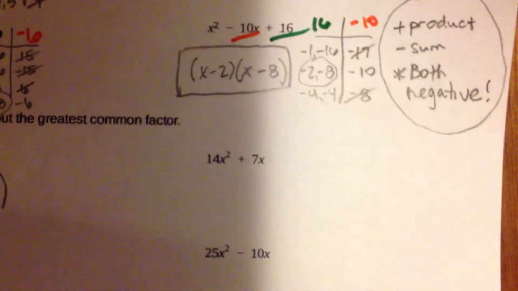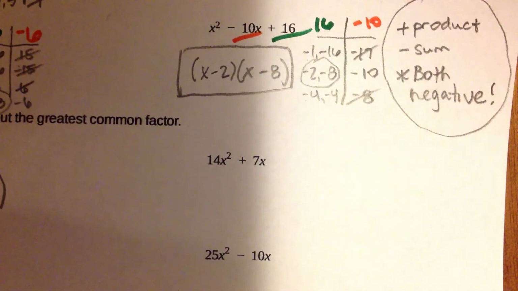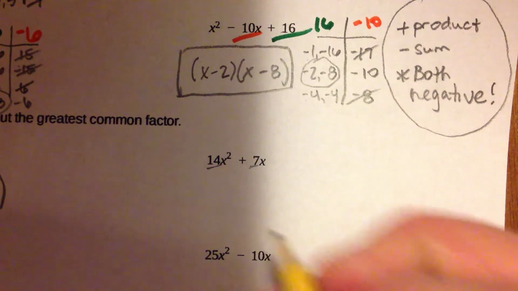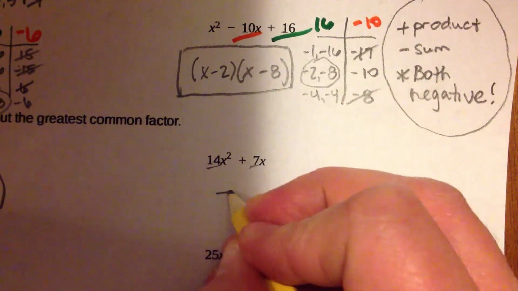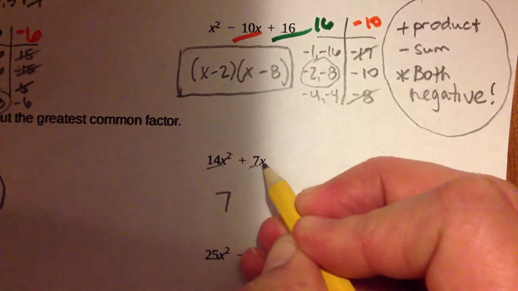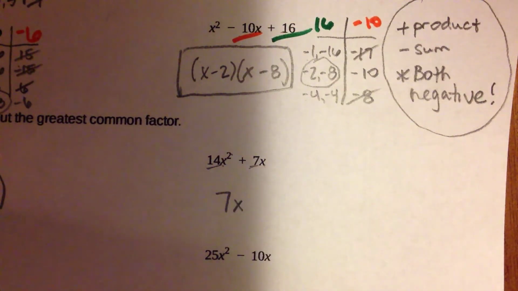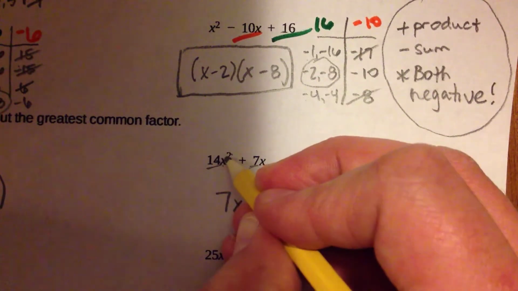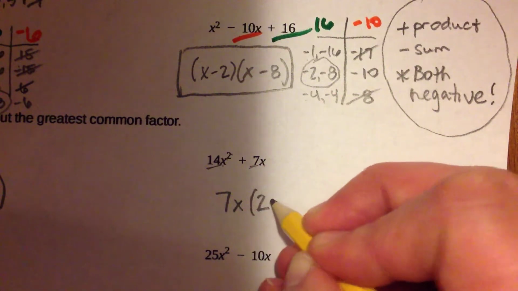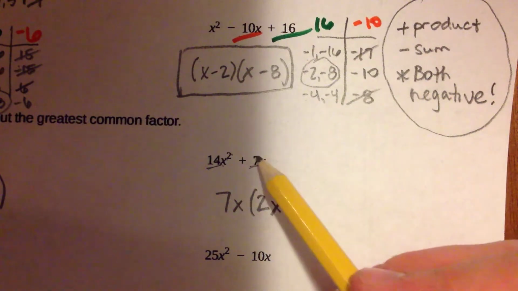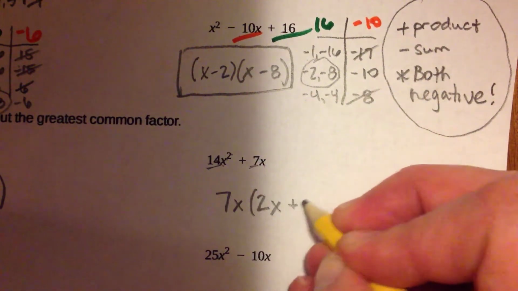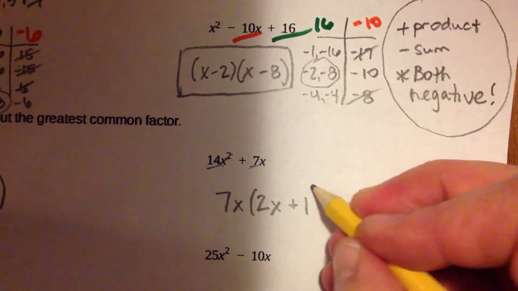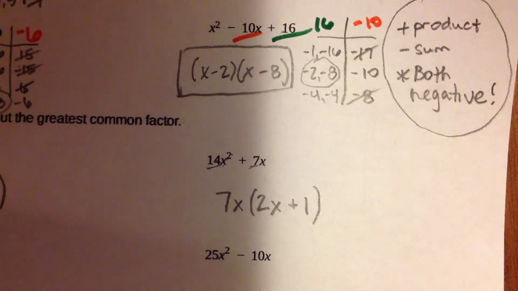Alright, next one, 14x squared plus 7x. I need to find the greatest common factor between 14 and 7. In other words, what do 14 and 7 both divide by? Well, 14 and 7 both divide by 7, and since this has 2 x's, this has 1 x, I can take out 1 x. So when I do 14 divided by 7, that's 2, and if I start with 2 x's and I divide out 1, I still have an x left over. 7 divided by 7 is positive 1, and if I started with 1x and divide out 1x, I have 0 x's left to put in.